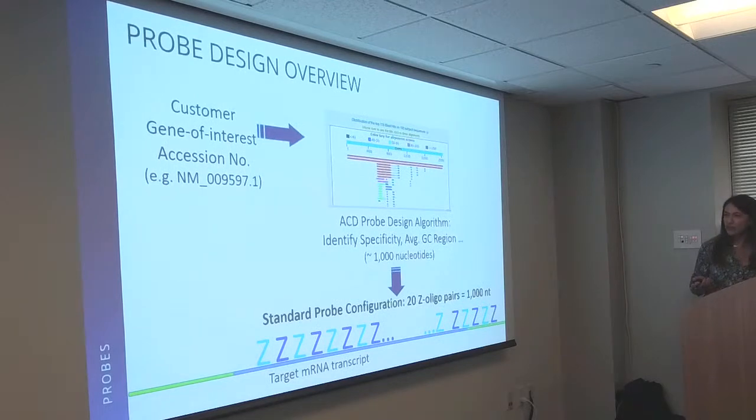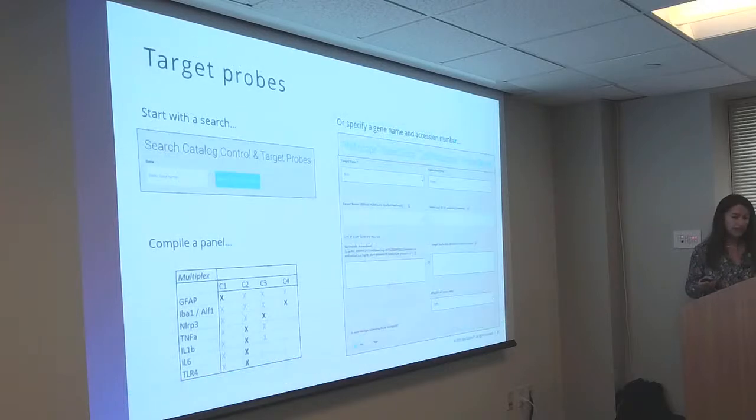But on average, we're going to make a standard probe design, which is going to be a composite 20 probe pair. It'll be looking at about 1,000 nucleotides in all. Some folks will dictate to us that, hey, I wanted something in RNAscope, but I think BaseScope is the only way we can do this.